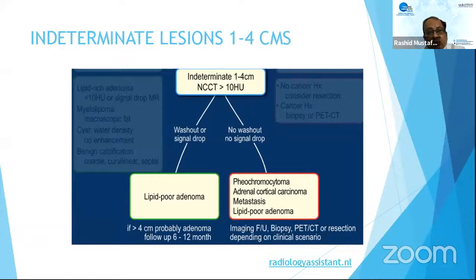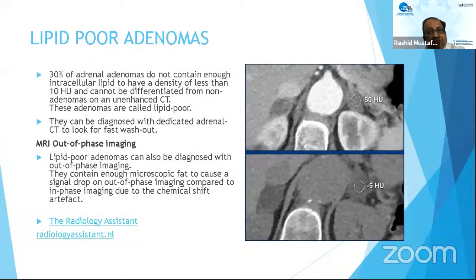For 1 to 4 centimeter lesions, if there is a washout or signal drop, then it's a lipid poor adenoma, and we do a 6 to 12 months follow-up. If there is no washout, then the possibilities are pheochromocytoma, adrenal cortical carcinoma, metastasis, and lipid poor adenomas. We do an imaging follow-up, a biopsy, PET CT scan, or resection depending upon the clinical scenario.